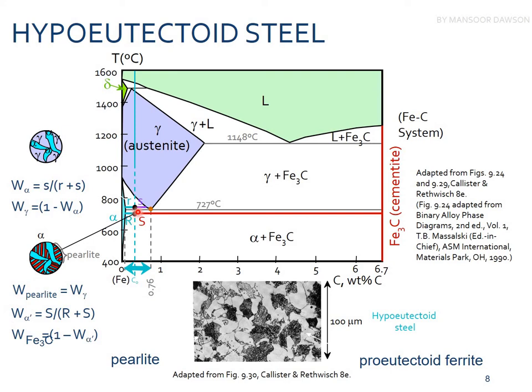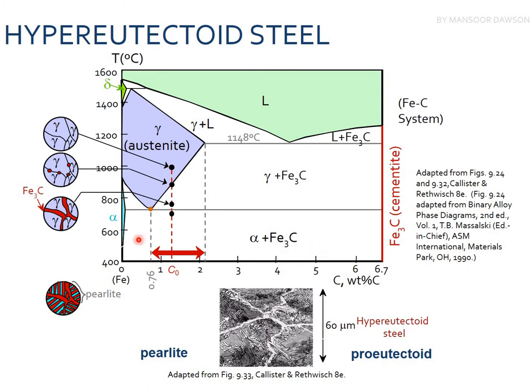If you want to find the composition of the alpha and the cementite phase, you just draw a tie-line. This is called S, the brown one, and the blue one is R. To calculate the percentage of alpha, you divide S by R plus S, the whole tie-line. To find the fraction of cementite, you subtract it from 1, or you can find it by dividing R by R plus S. So you can easily calculate the composition of the two phases, ferrite and cementite.